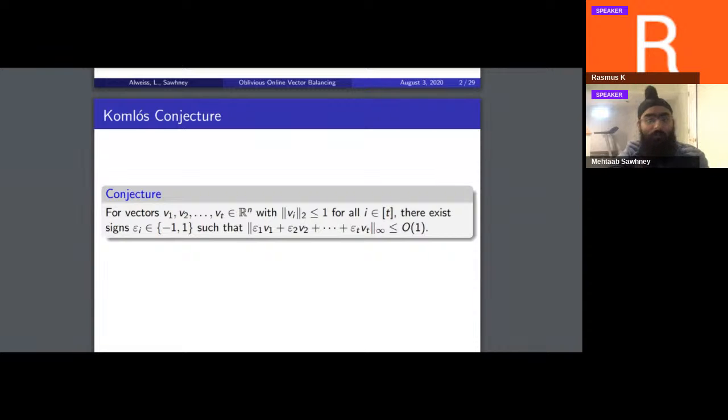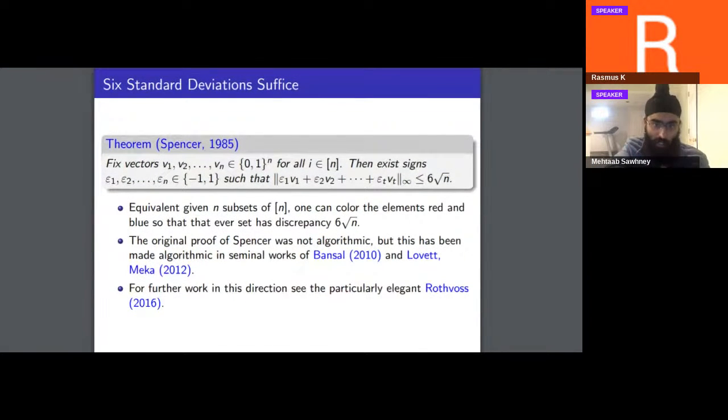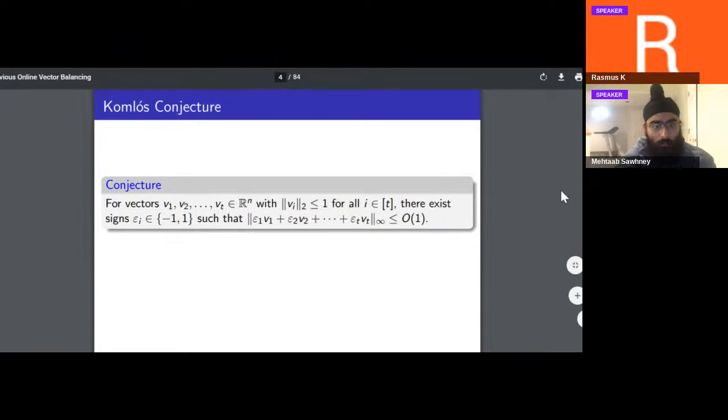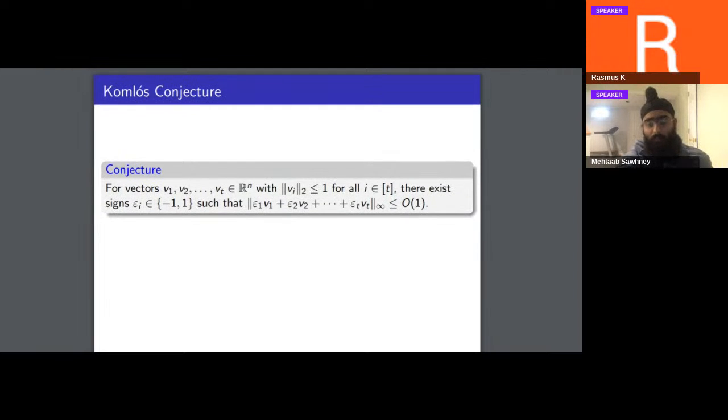However, Spencer's theorem is a special case of a more general conjecture, the Komlós conjecture. It says that if you fix vectors v1 through vt in R^n, such that each vector has at most unit length, then you can find signs epsilon_1 through epsilon_t such that the infinity norm of the signed sum is order constant, some absolute constant independent of n and t.